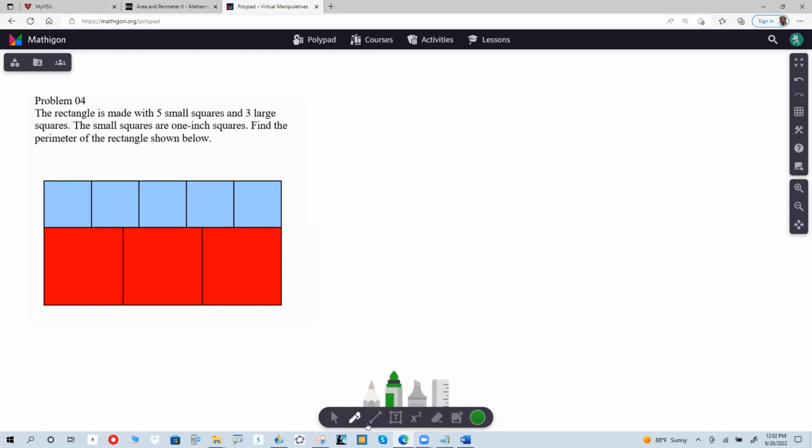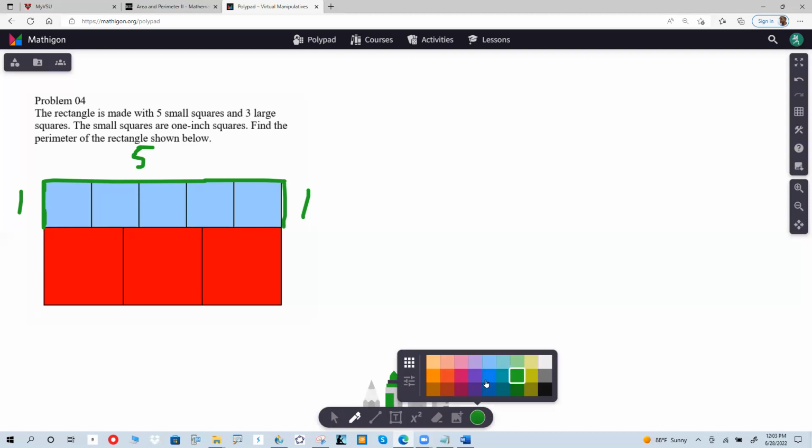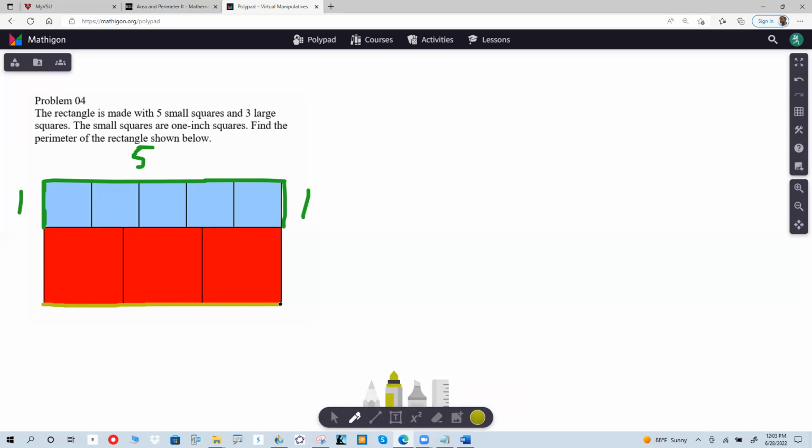So I'm going to claim, guys, this is 5 inches. Why? There are 5 of them. Each edge is 1 inch. And this is 1 inch. Clearly, it's the same blue square. And this is 1 inch, the same blue square. Now, here's the tricky part, guys. This is also 5. If this is 5, I know a lot about the red square.